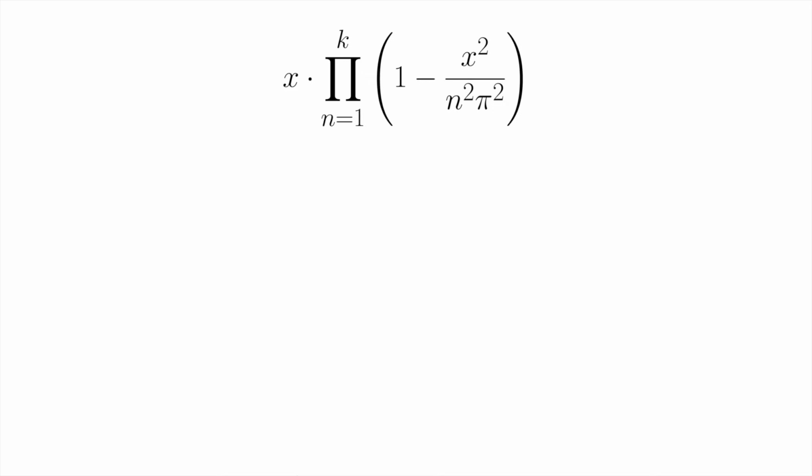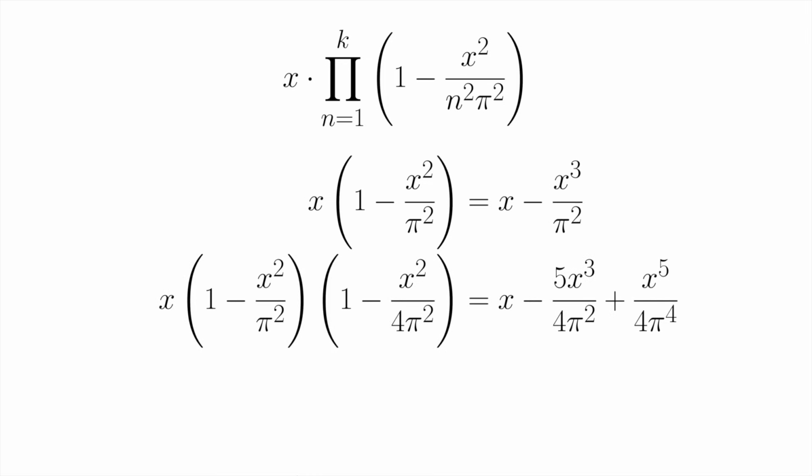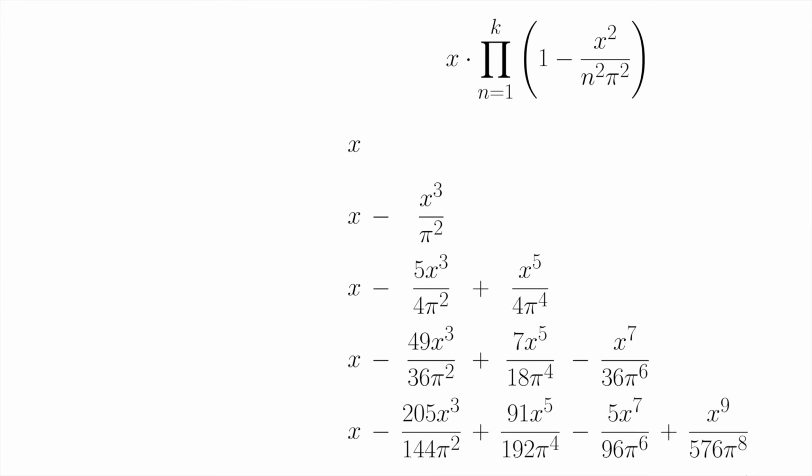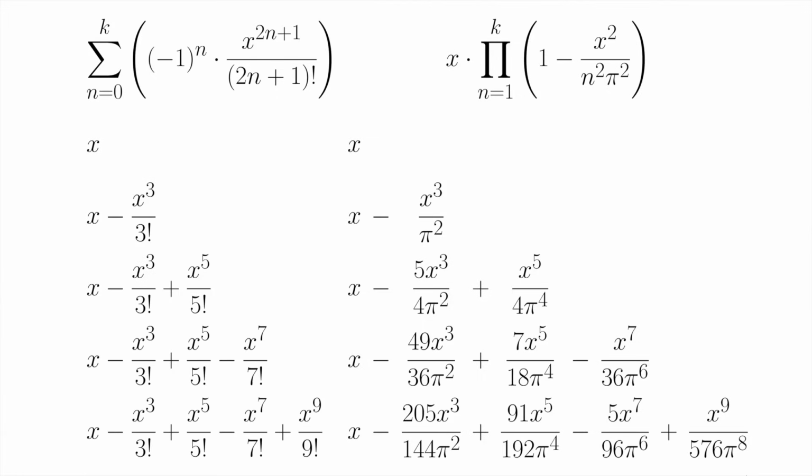So, for example, my first partial product here will be x times 1 minus x squared over pi squared, which if I write it out, that's just x minus x cubed over pi squared. Similarly, our second partial product will be this, and our third this, and so on. In fact, I can line up this list of partial products next to our list of partial sums of the Maclaurin series here in this table.